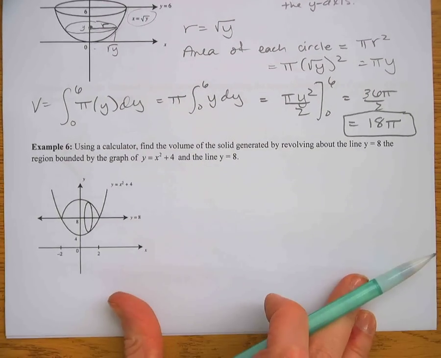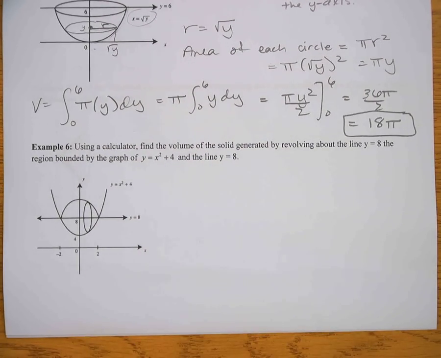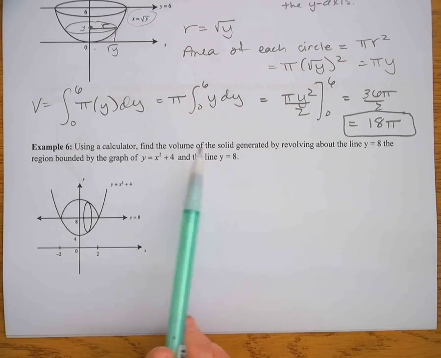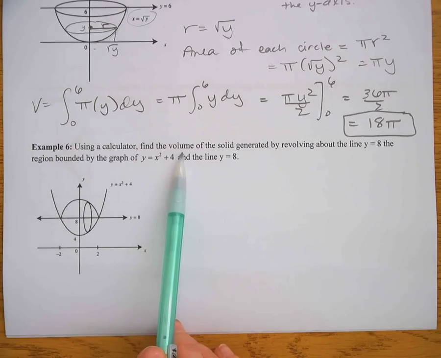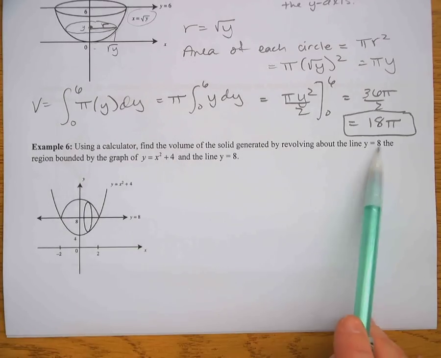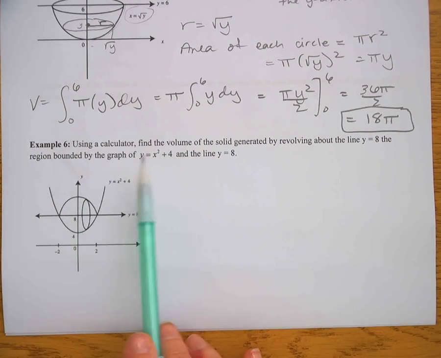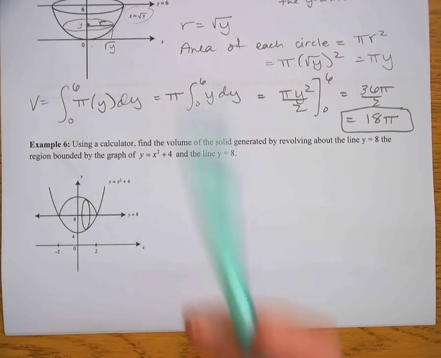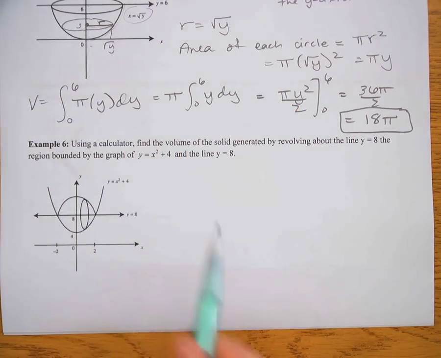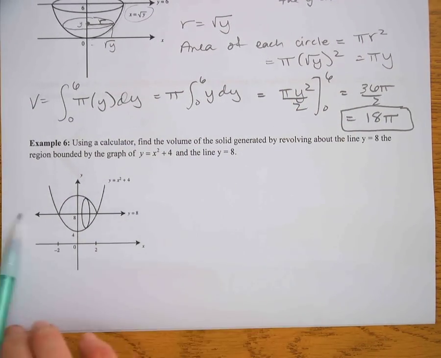Okay, then example 6 is kind of one of the more complicated ones that we looked at earlier, where you're not revolving it around an axis, you're revolving it around some other line. You're going to have to be very creative in how you define your radius. So this one asks us to find the volume of the solid generated by revolving about the line y equals 8. So this is what we're revolving around. The region bounded by the graph of y equals x squared plus 4, so that's this parabola, and the line y equals 8, that's this line. So really it was just this part of it.